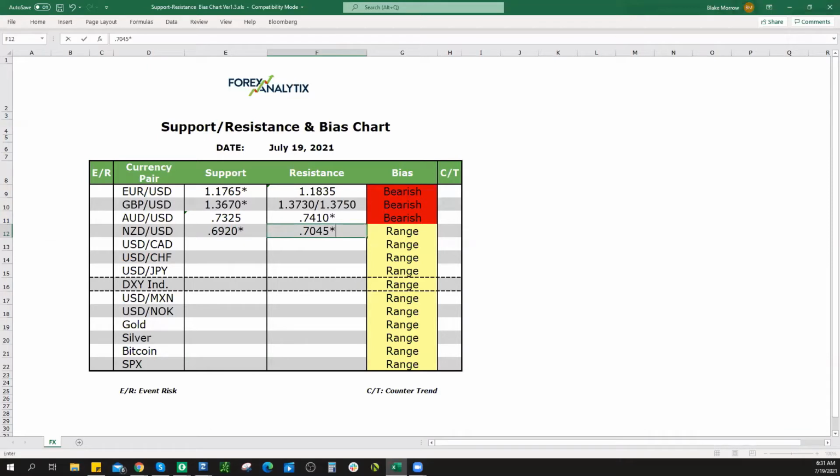John says the bias levels line up quite well with the projected ADR 20. Oh, thanks, John. That's good to know.